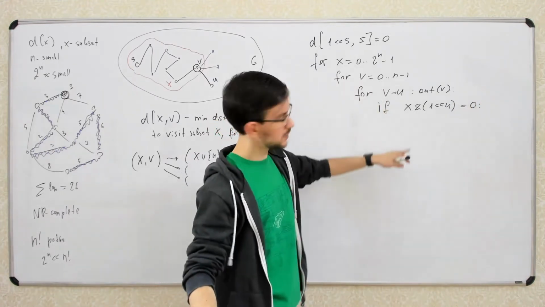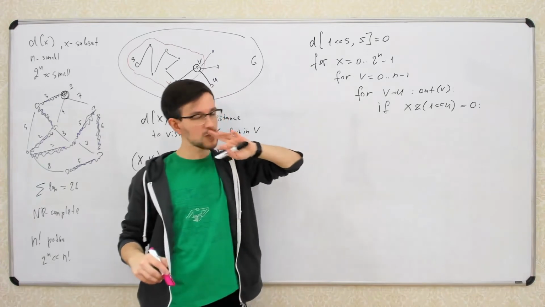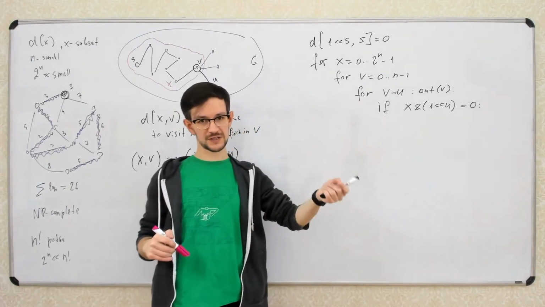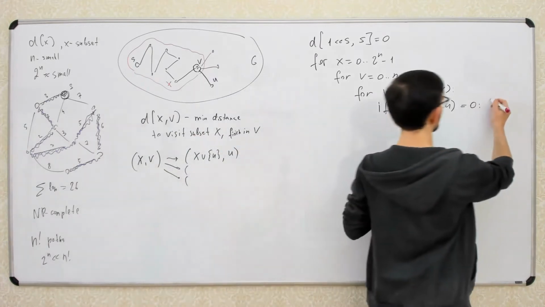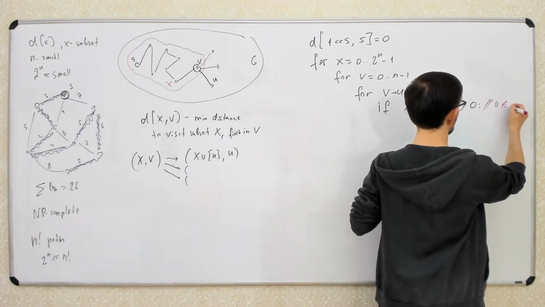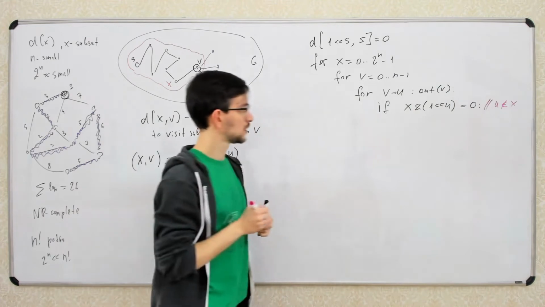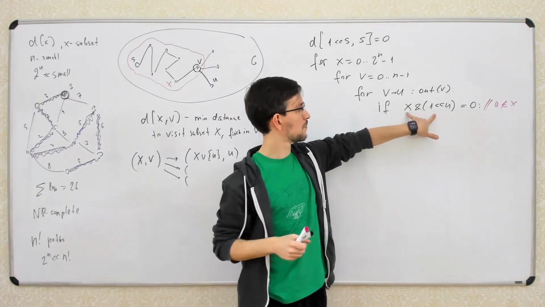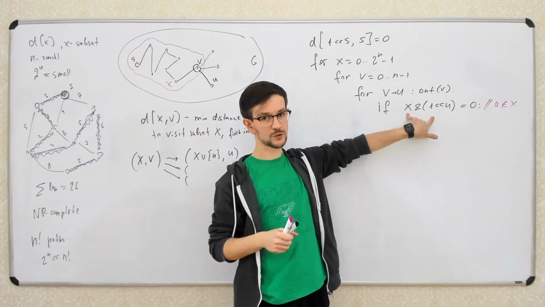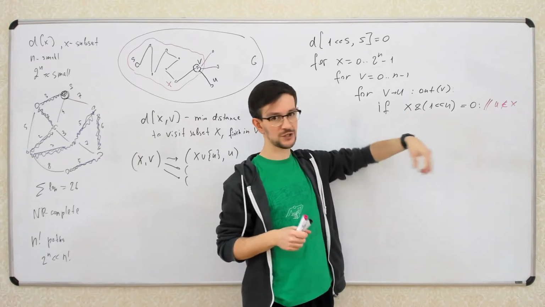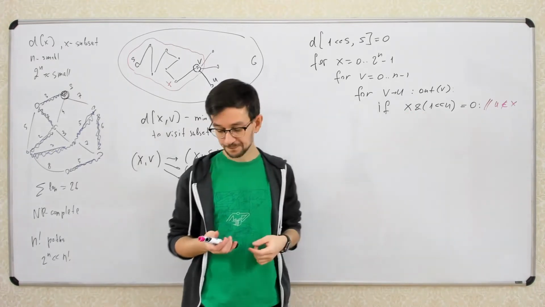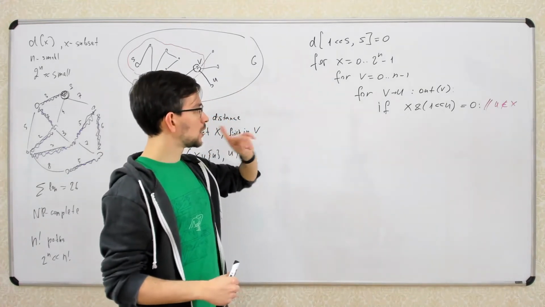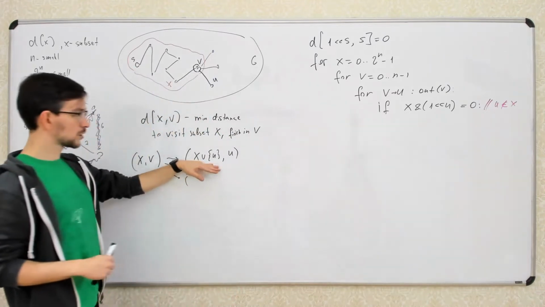So again, we discussed it last time. Here I check that vertex U is not in the set. So U is not in set X. Again, how do I do it? I make a set of one element, make an intersection of these two sets, and check that this intersection is empty. Right? We discussed it last time. And now we make this transition.